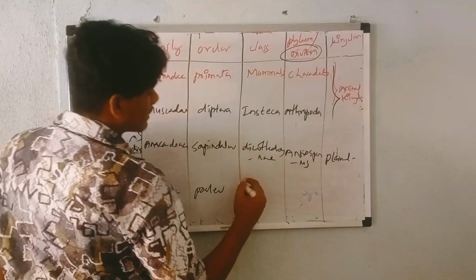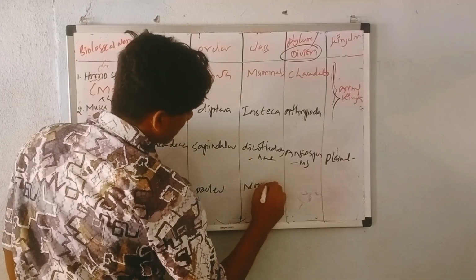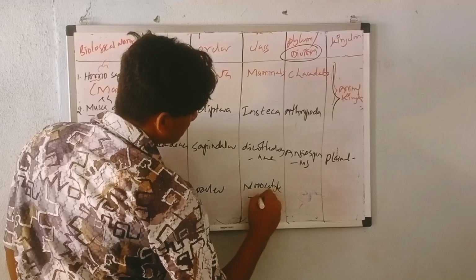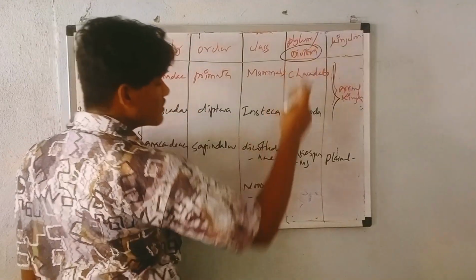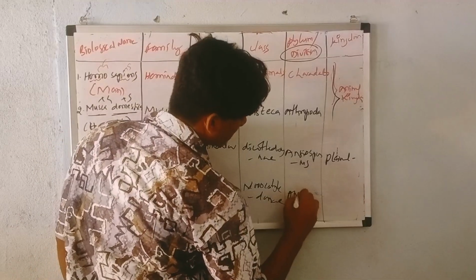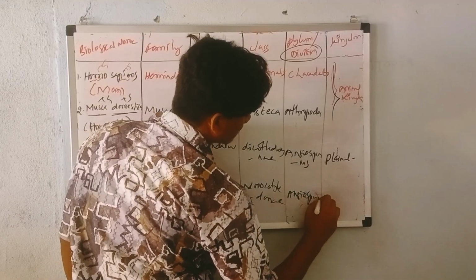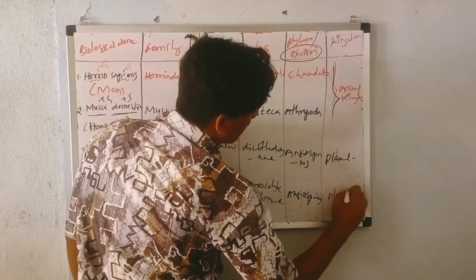The class is Monocotyledon, which means it has only one cotyledon. And the division is angiosperm. Again, these are the angiosperms. And the kingdom is the plant kingdom.